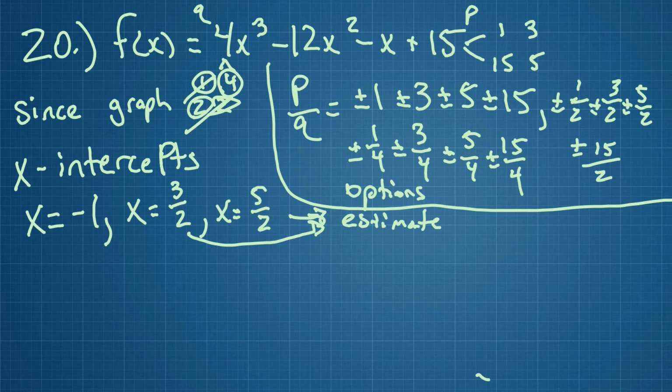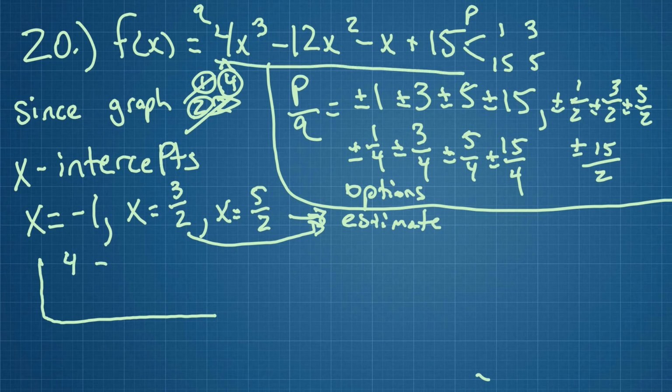The only way to prove this is by using synthetic division. So I start my synthetic division, I make my box, and I put these numbers inside the box. So I have 4, -12, -1, and 15. Now outside the box, I'm going to put -1 because that's my first guess.